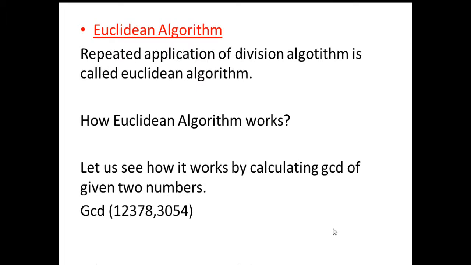The next important result is the Euclidean algorithm. Repeated application of the division algorithm is known as the Euclidean algorithm. It is named after the mathematician Euclid. So now let us work an example to know how this Euclidean algorithm works. We will find the GCD of these two numbers, 12378 and 3054, and we'll see how this algorithm works.